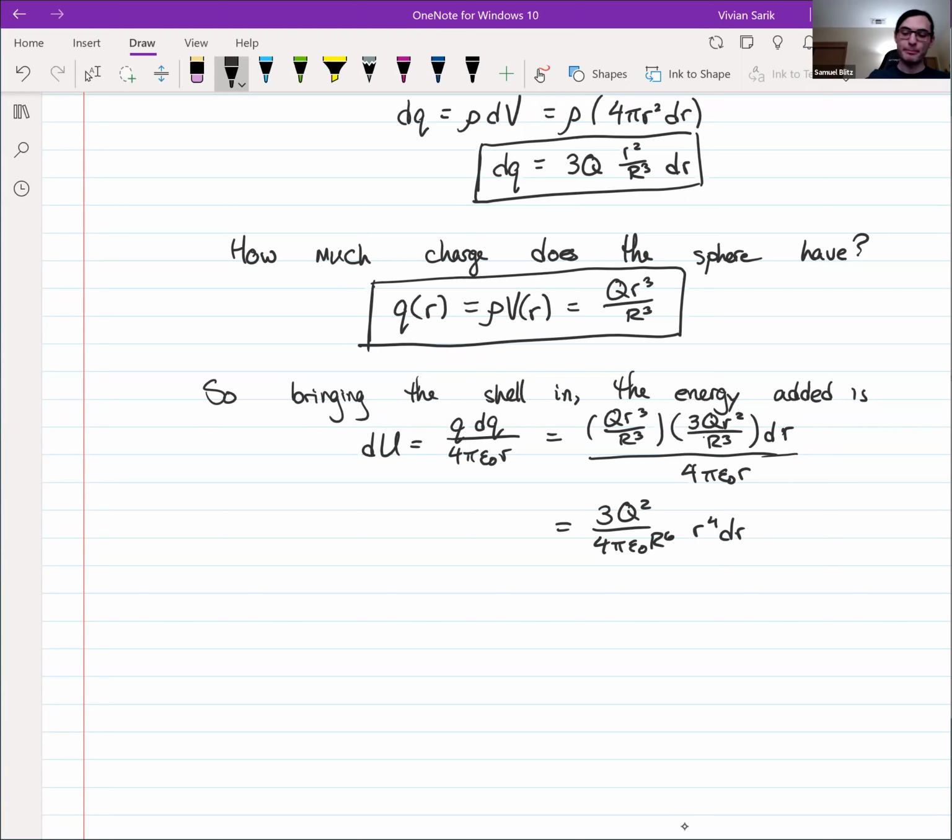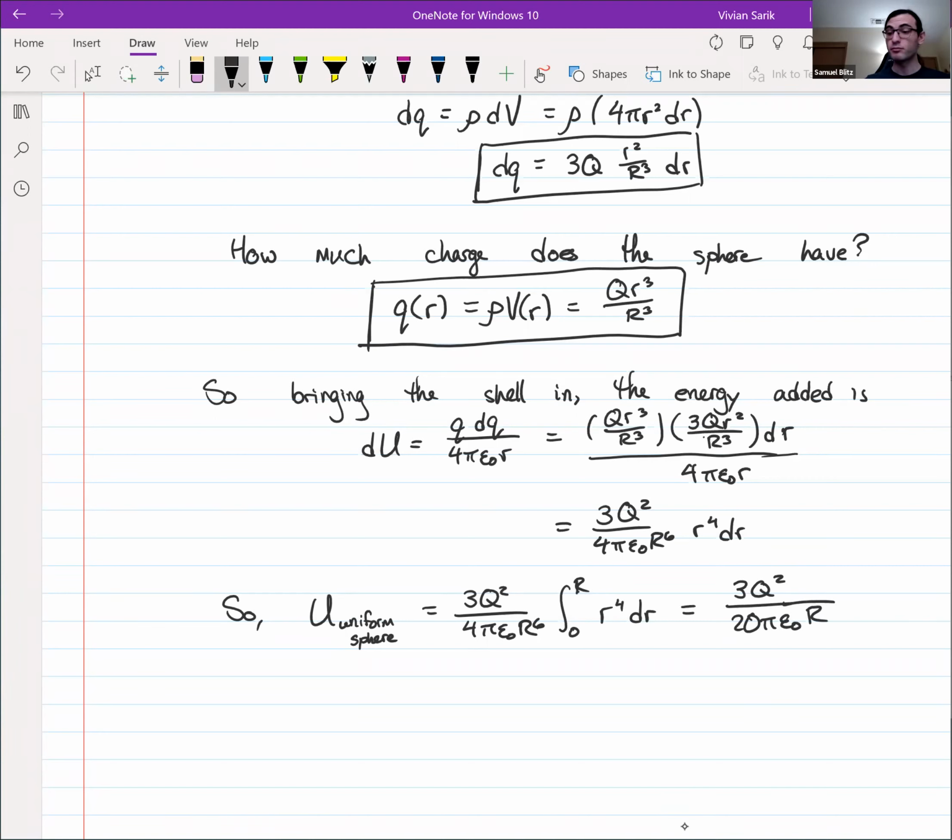So then we just add them all up. The total potential energy of the uniform sphere with radius capital R and total charge capital Q is 3Q squared over 4 pi epsilon naught R to the 6th, times an integral from 0 to capital R of r to the 4th dr. And so it works out that this is 3Q squared over 20 pi epsilon naught capital R. That is the answer.